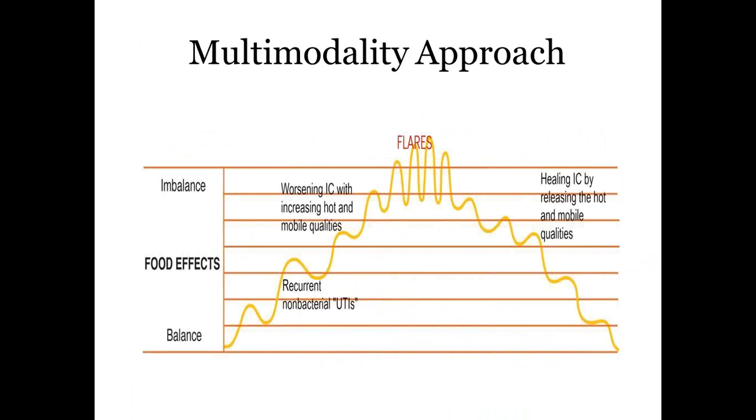And this is shown here. This is a diagrammatic representation of the life of someone with IC who recovers. First of all, you notice that they were in balance. All their qualities were moving along pretty well until they start having the recurrent non-bacterial urinary tract infections. And this is actually just increasing hot and mobile qualities. And you can see these hills and valleys as actually a sine wave or a wave-like pattern.